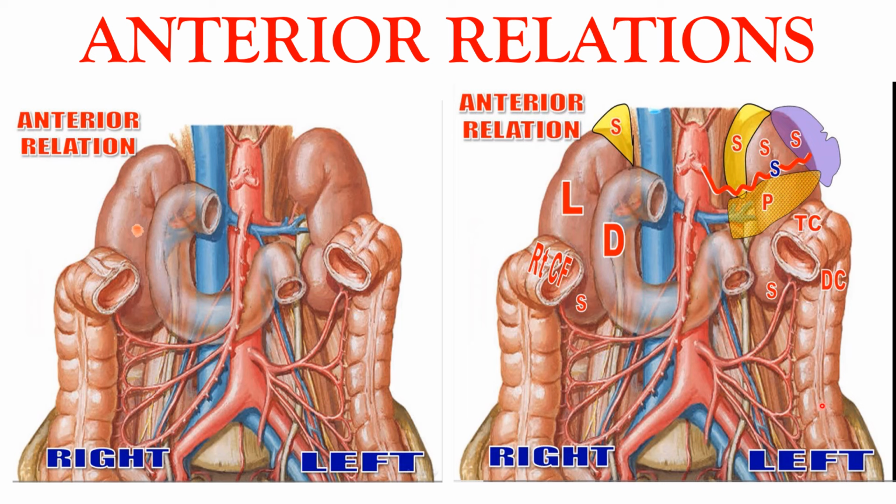Now when we come to the right kidney, this is the right kidney. Upper medial, we have the right suprarenal gland. Then when you come to the hilum of the right kidney, we can find the second part of the duodenum. This area we have the right lobe of the liver. This is the right colic flexure, and then this structure here is the small intestine. This is also the small intestine.